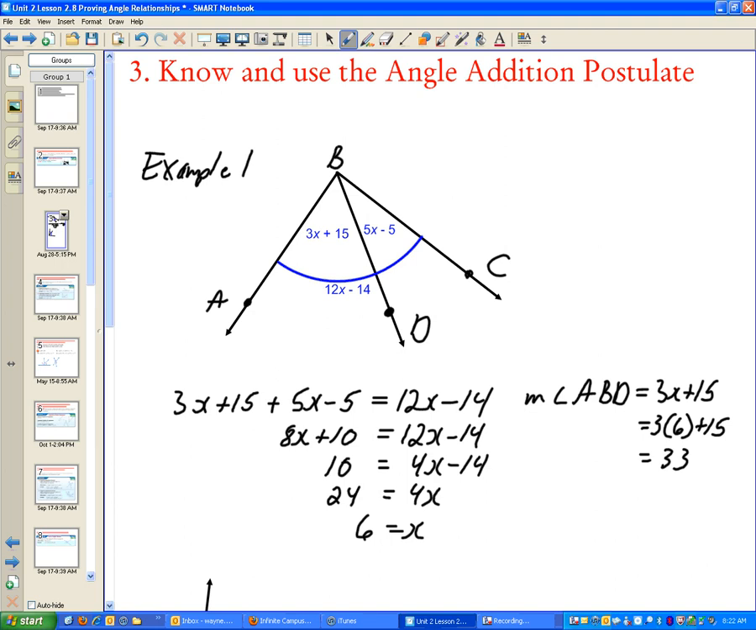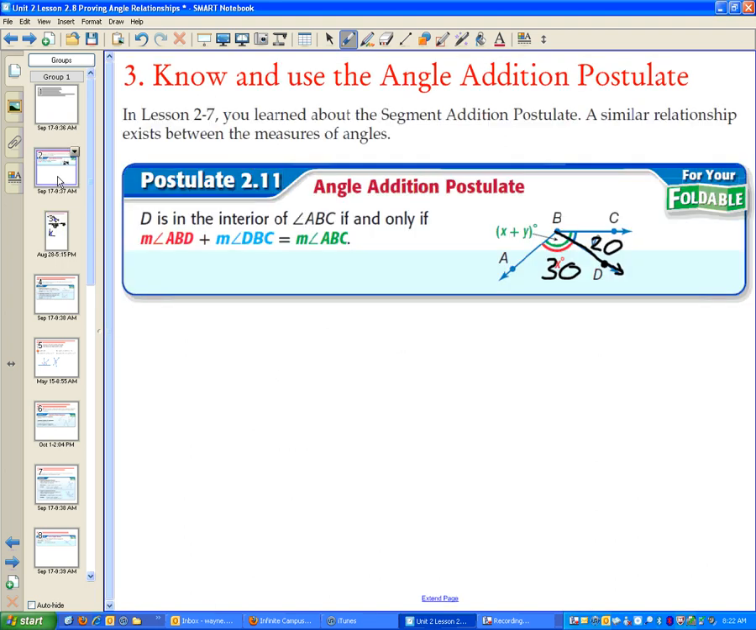Yes, we have. All right, so now that I've convinced you, I hope, that we've done this kind of thing before, I want to look more closely at the theorem so we can get the wording down. So D is in the interior of angle ABC. Let's think of it this way. Let's say if D is in the interior of angle ABC, then the measure of angle ABD, this one, plus the measure of angle DBC, this one, equals the measure of angle ABC, this one. Okay?